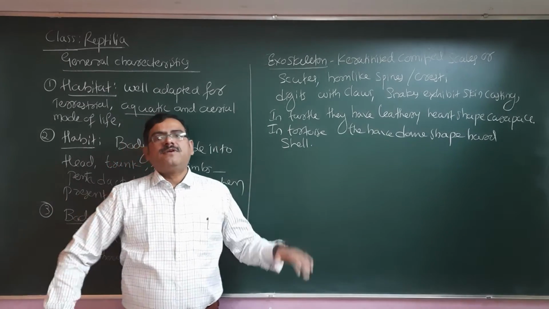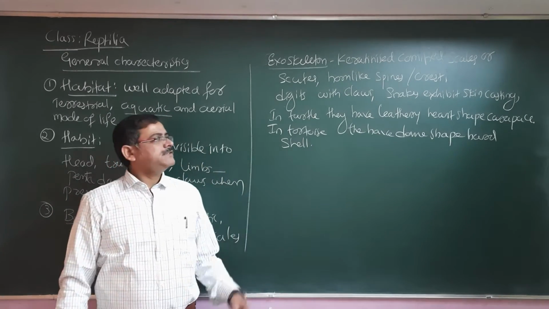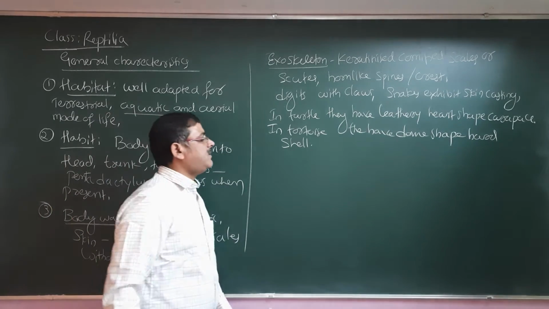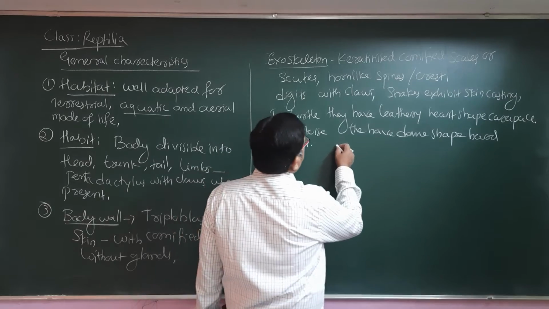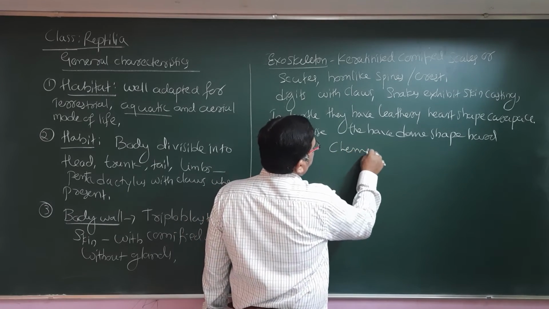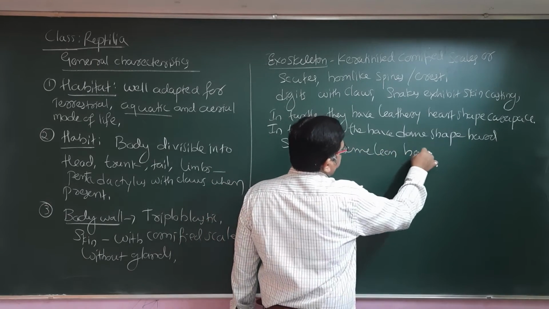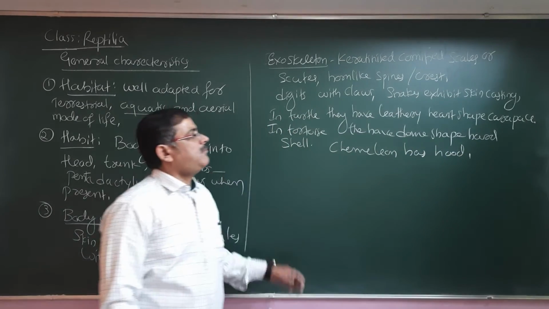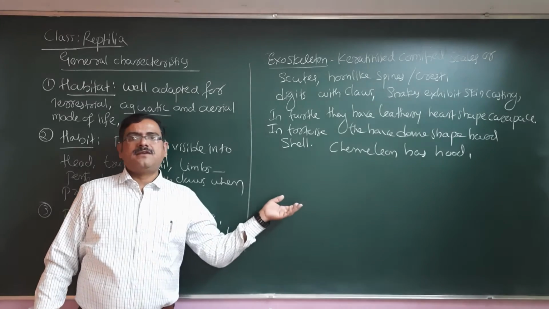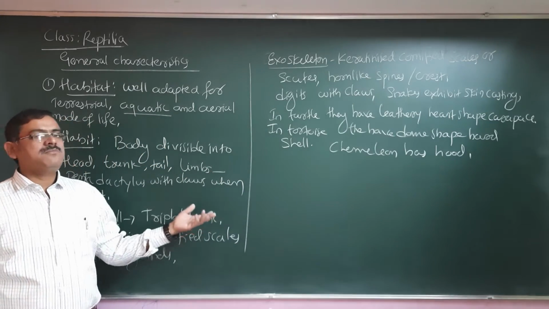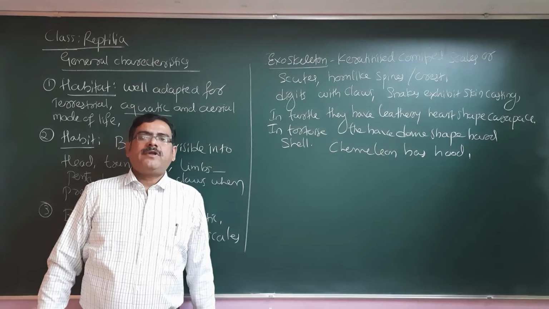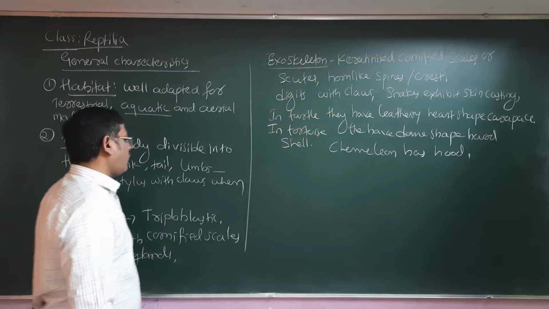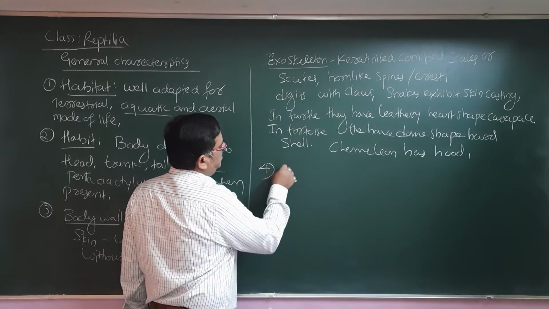So in the case of the exoskeleton, we can find a variety of structures and modifications. Even in the chameleon, we can find the hood. The chameleon has the hood. Fine. So this is about the exoskeletal modifications. Now, what is next after the body wall? The fourth point is body symmetry.